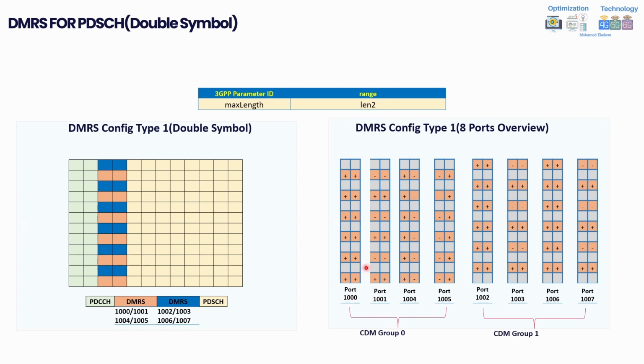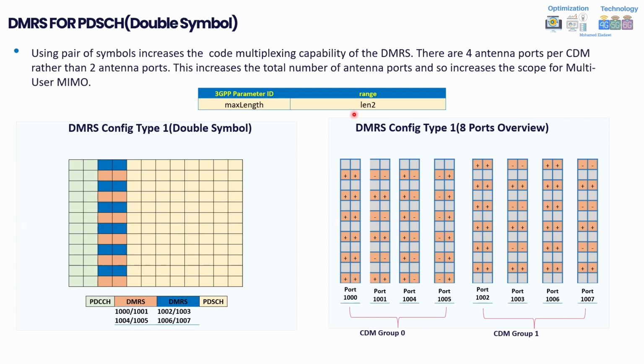For example, the first user can use rank 2 for the first 2 antenna ports, and these will be CDM, code division multiplexed together. Then the second 2 ports, 1004 and 1005, can be used also for a second user, and so on. So in this case, we can have 4 users with rank 2 allocated for multi-user MIMO. So as a summary, double symbol, increasing the number of symbols, increases the scope of multi-user MIMO. However, it also increases the overhead, and the overhead will impact the maximum user throughput as well, as all of you know. So this is the summary for this particular part.